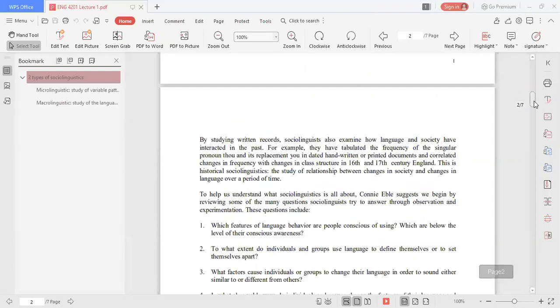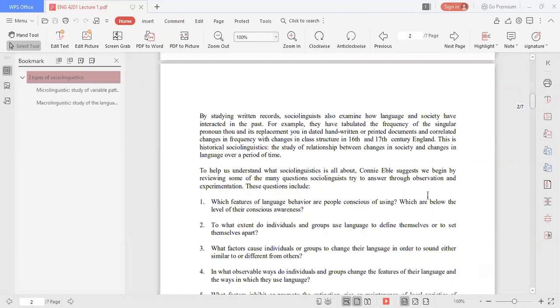Okay, now on the next page, you can see by studying written records, sociolinguists also examine how language and society have interacted in the past. So, as Fahim has already mentioned just a few minutes back, time is there. So we can see how time has played its role. So sociolinguists also examine how language and society have interacted in the past. So they will also try to track down the past history of the language, how it worked in the past.